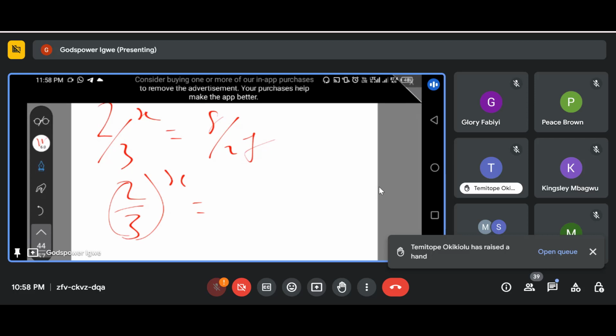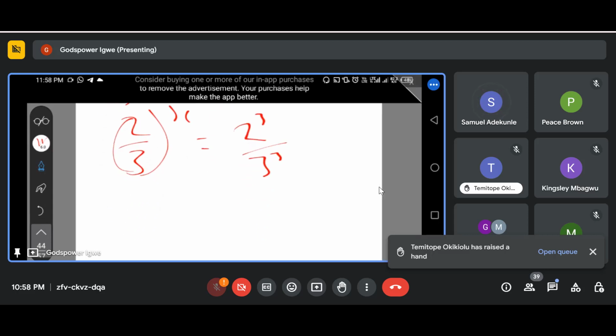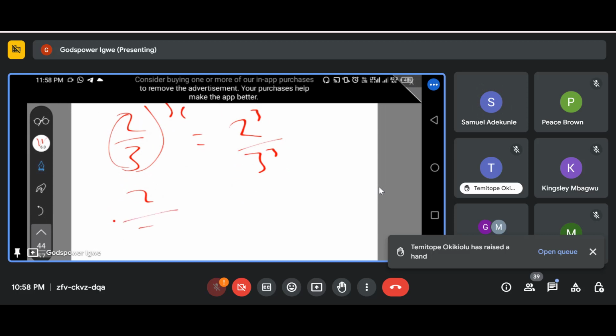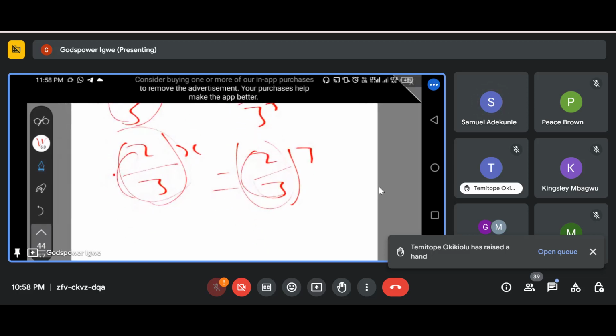How many numbers go into this? Two is for 3, 2 raised to power 3. This is 3 raised to power what? 3. So we can now say this is 2 over 3, the same way we have here. So this and this can go, and then our x is equal to what? 3.